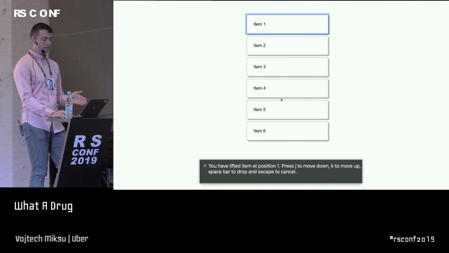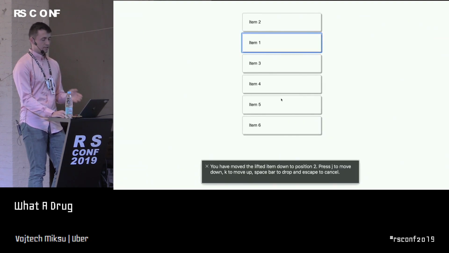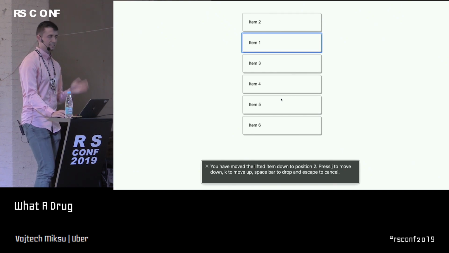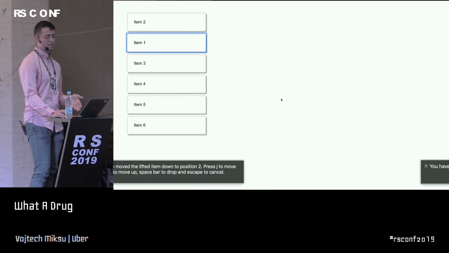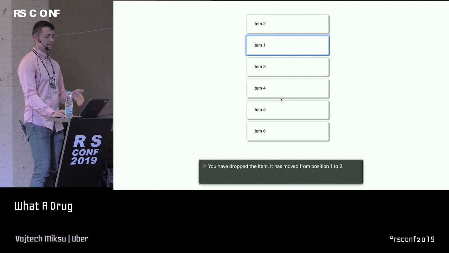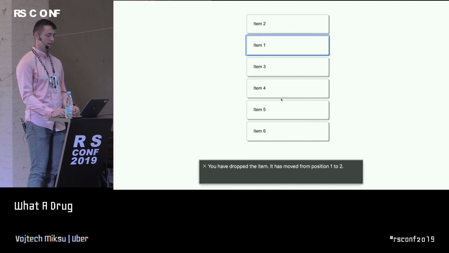You press J, and you get another message. You move the lifted item down to position 2, and you can finally confirm this drag and drop operation by hitting spacebar again. So we hit the spacebar again, and finally you get the last message. You have dropped the item. It has moved from position 1 to position 2. So now you can use this whole thing without even seeing it, and that's really important.